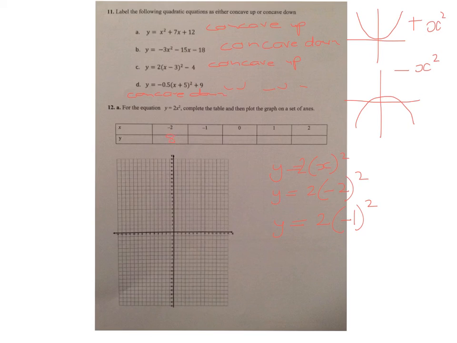So our values are going to be 8, 2, 0, 2, 8, and then we would plot those values on the graph, and I'm not going to do that because my pen's not accurate, and then we would plot our parabola. It would look something like that.